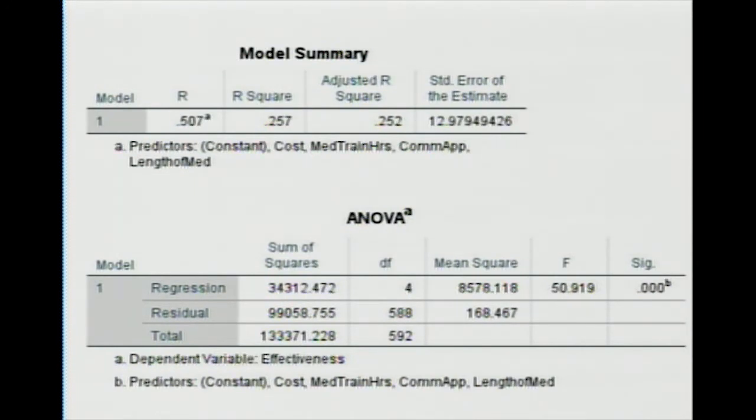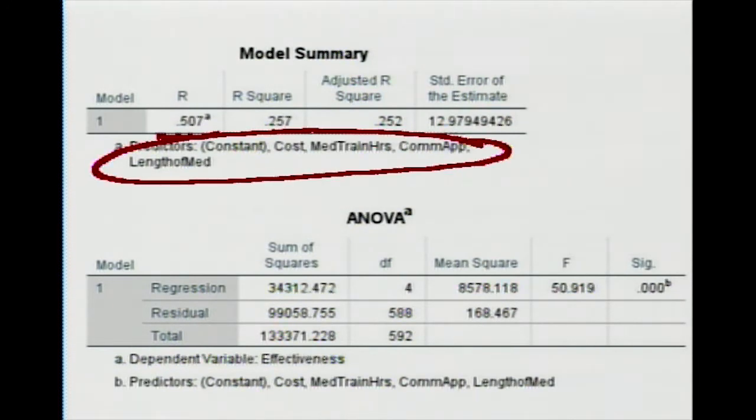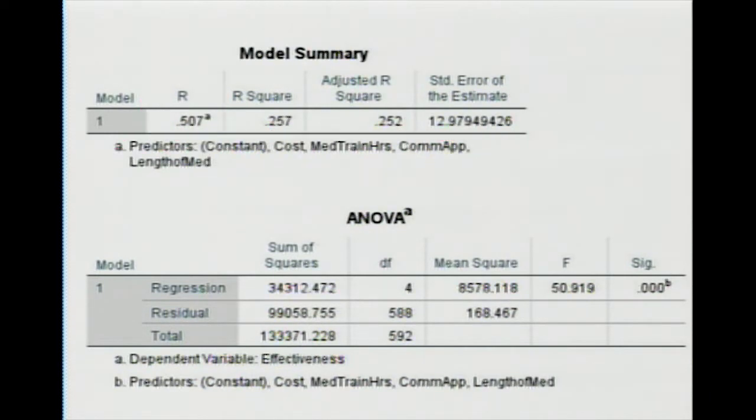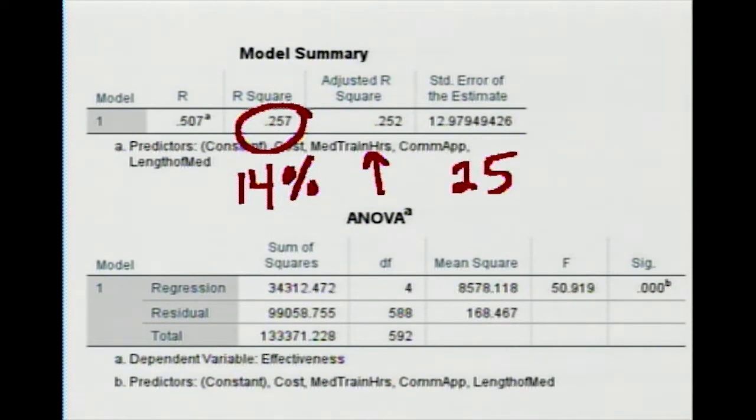And so here we can see this R, and that's 0.507. And so we know that's the relationship between all of these variables together with the dependent variable. So all of that together, this is the correlation that they share. So that's the whole model. And then we know that now we can explain 25.7% of the variance that is effectiveness. In other words, I used to be able to explain 14% with just one predictor, but now that I've been able to move that up to 25.7.